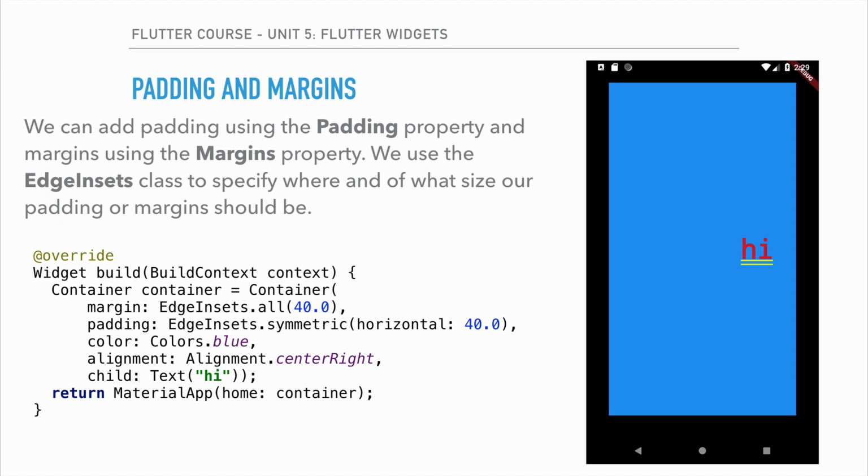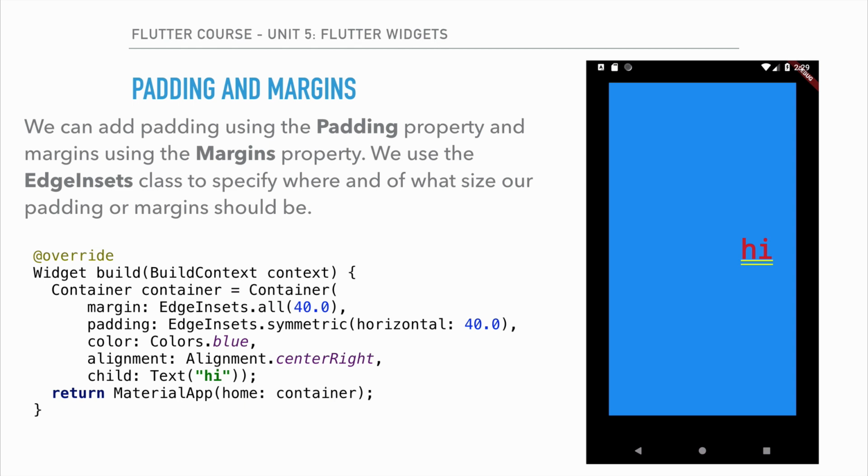widget. So we use the EdgeInsets class to specify where and of what size our padding or margins should be. So here we have a container, and we set the margin to EdgeInsets.all 40.0 DPI, and you can see here that we actually have 40 logical pixels. We haven't actually gone over logical pixels, but essentially they're just the Flutter device independent pixels. So we have 40 logical pixels here. And then padding, same thing. We have 40 logical pixels.